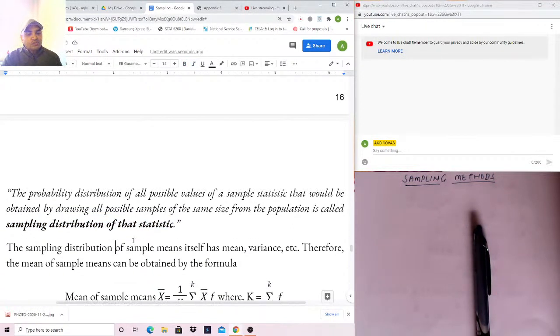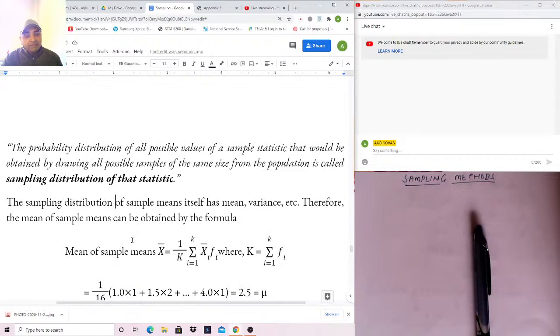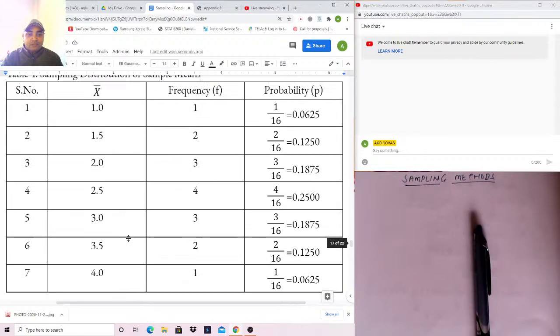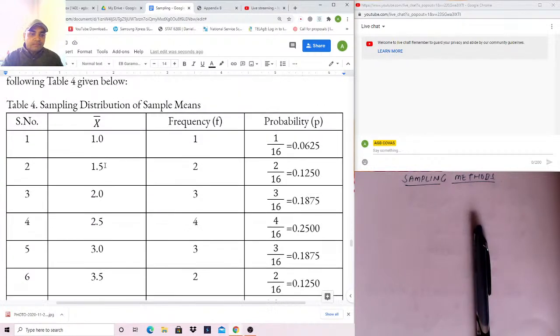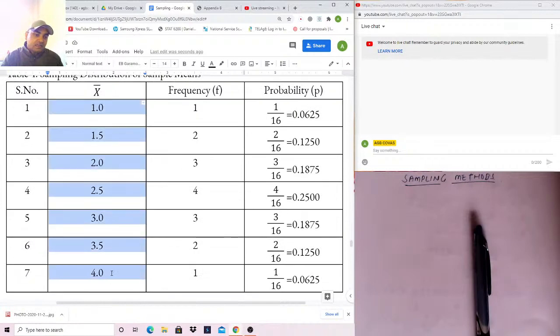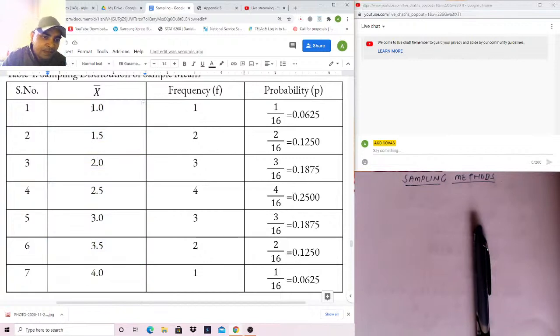So the sampling distribution of the sample mean itself has a mean and variance, right? So these values, they have their own mean. That is, for one sample we have 1. For 2 samples we got 1.5 mean. For 3 samples 2 mean. For 4 samples we get 2.5.